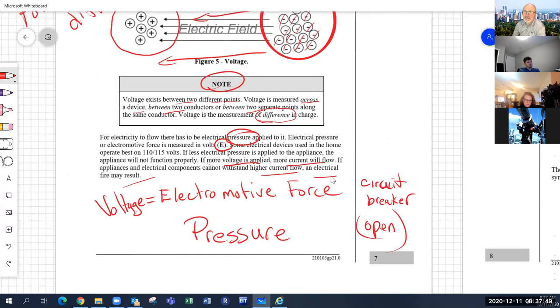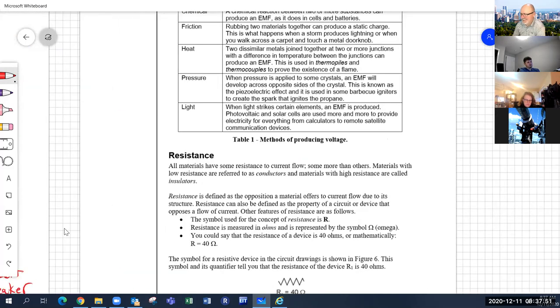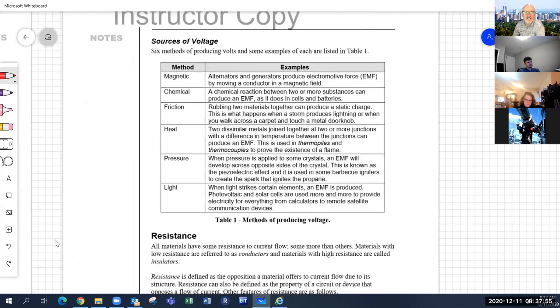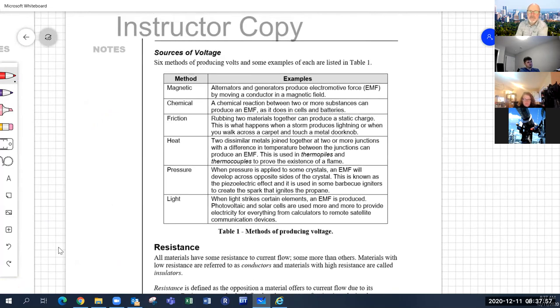Okay, so resistance in the next screen. But first we want to talk about six methods of producing voltage, and then we're going to talk about resistance. So it's a good thought, and it's a great thought pattern, Richard. That's exactly right. So these are six methods of producing voltage.